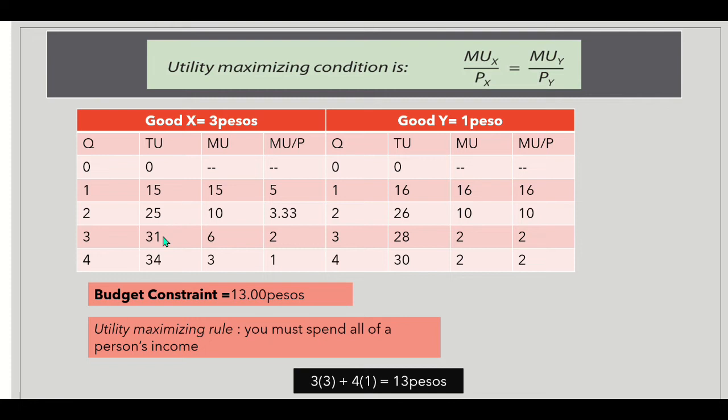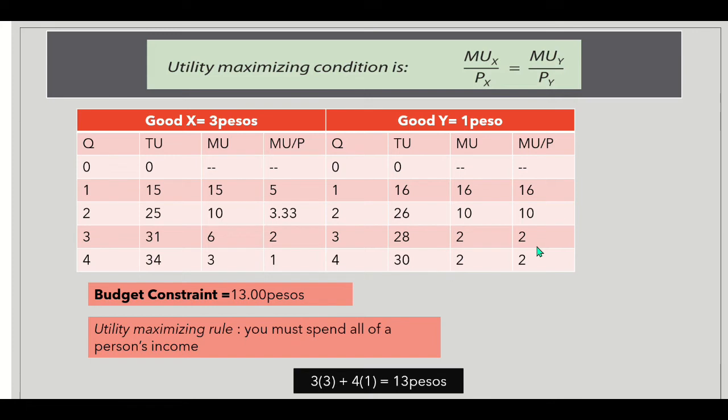So in order to figure out the marginal utility per peso, I need to take these utilities and divide them by 3 pesos. That's when I came up with these numbers here: 5, 3.33, 2 and 1. And you also have the marginal utility per peso of good Y.